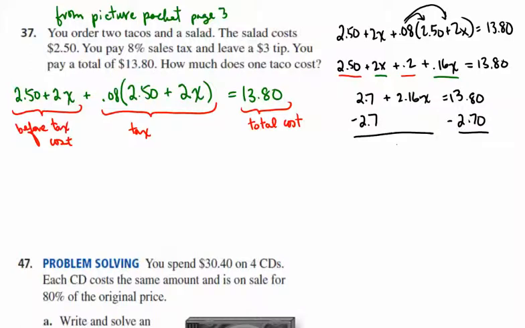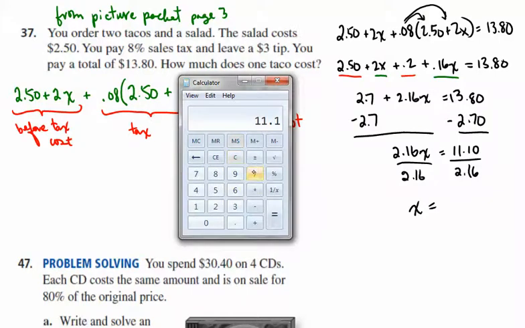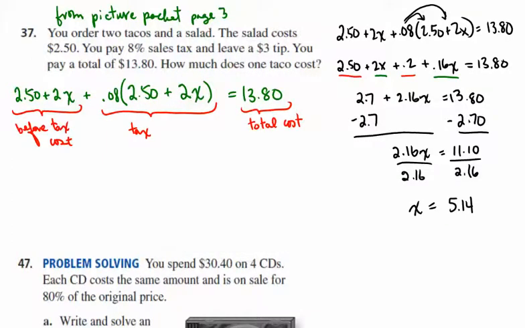We subtract the 2.70 from each side, we end up with 2.16x is equal to $11.10. And then we divide both sides by 2.16, and we get x is equal to 11.10 divided by 2.16, which, if we round to the nearest penny, would be $5.14 per taco.